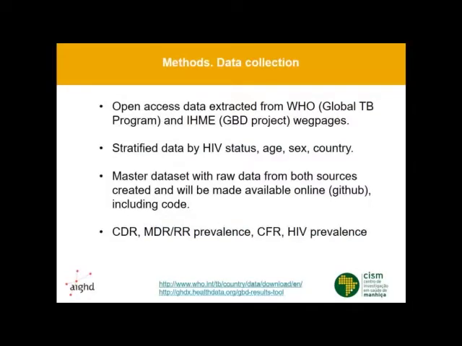So what did we do? We extracted open access data from the WHO and IHME web pages, stratified by HIV status, age, sex, and country, and we created a master data set with raw data from those sources, a data set that will be put online when the manuscript is published. We also included some interesting variables that could be related to the observed differences, such as case detection rate, MDR prevalence, case fatality rate, or HIV prevalence.